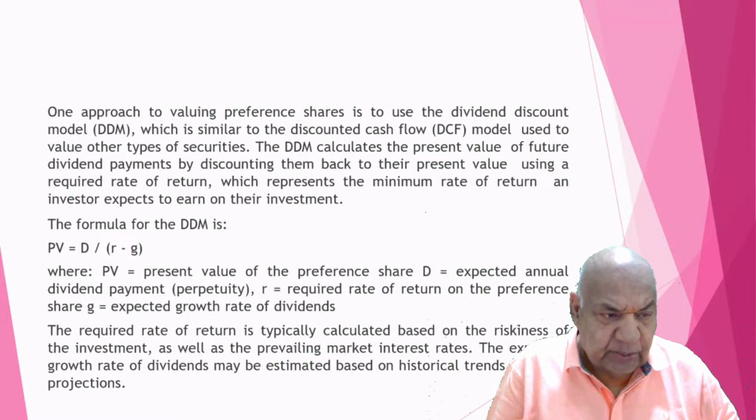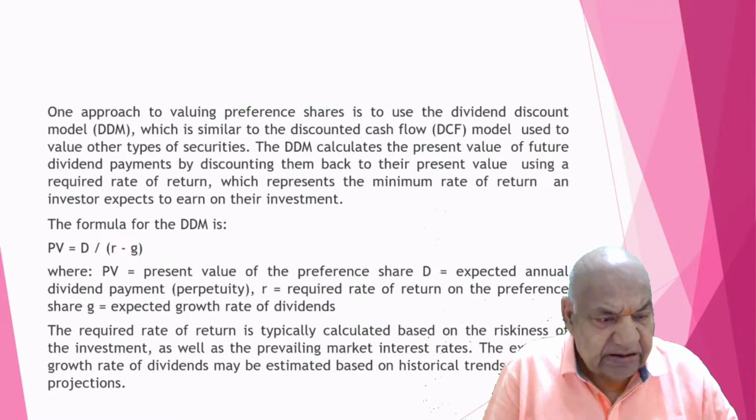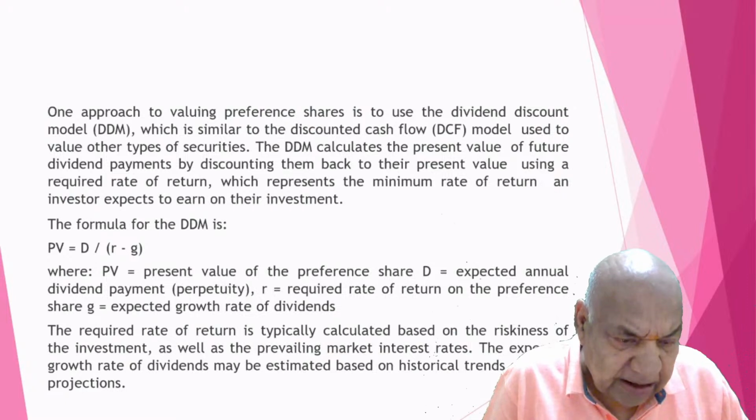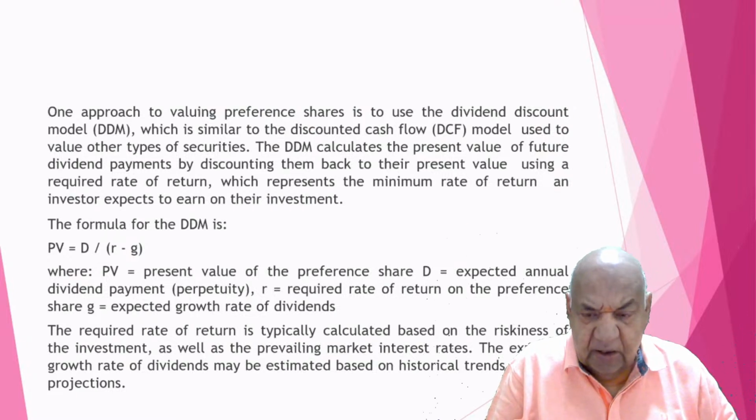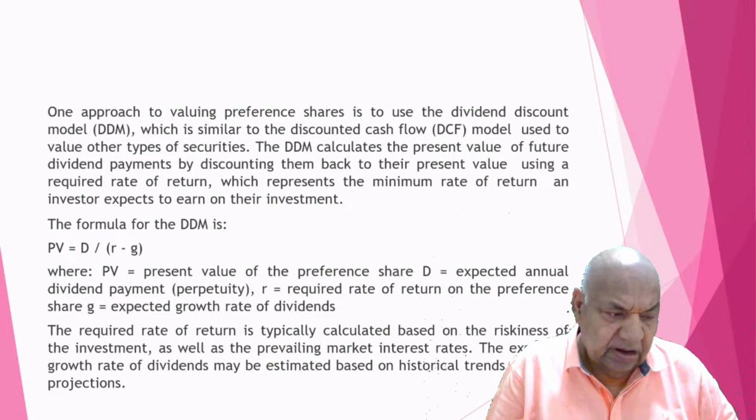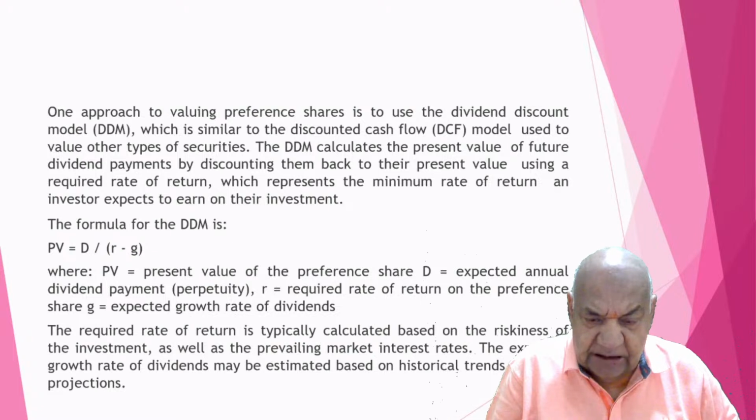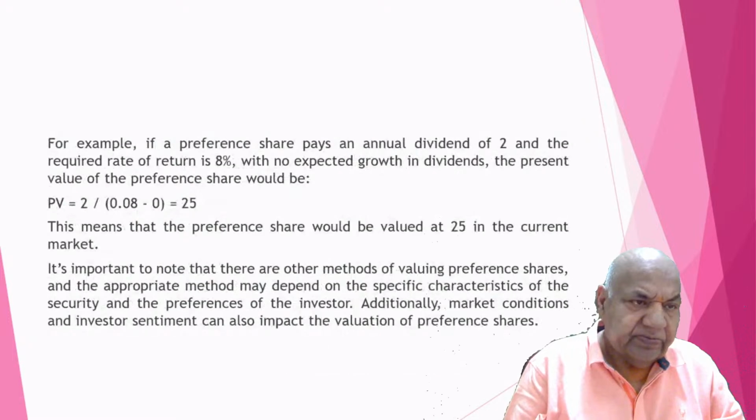The formula for DDM is present value equal to D upon R minus G. D is expected annual dividend payment in perpetuity. R is required rate of return on preference shares and G is the expected growth rate of dividends. The required rate of return is typically calculated based on the riskiness of the investment as well as the prevailing market interest rate. The expected growth of dividends may be estimated based on historical trends or future projections.